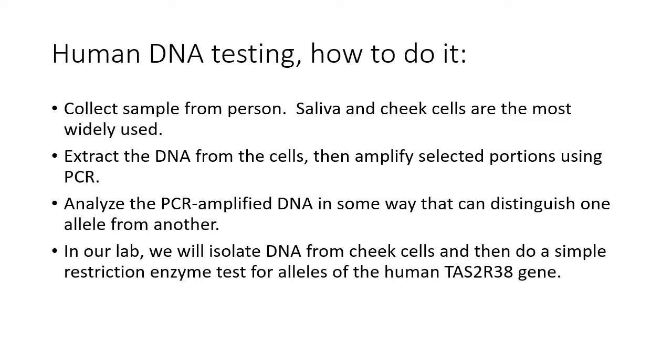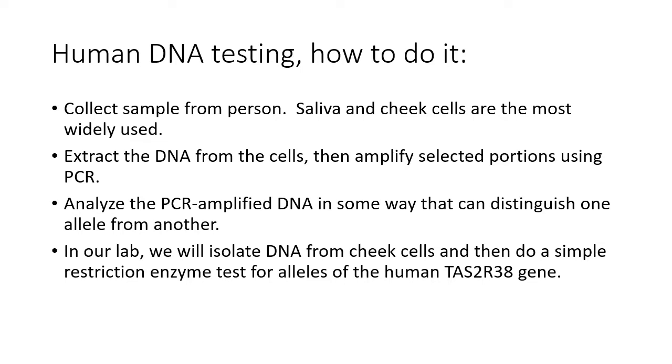So in terms of human DNA testing, it has to start off with cells from a person, obviously, with nuclei in them, so there's DNA. Typically, saliva or cheek cells are the most commonly used, although, of course, other cell samples, blood, for example, can also be used. We use cheek cells to get our DNA. Remember, 23andMe is a DNA testing company. They use saliva.